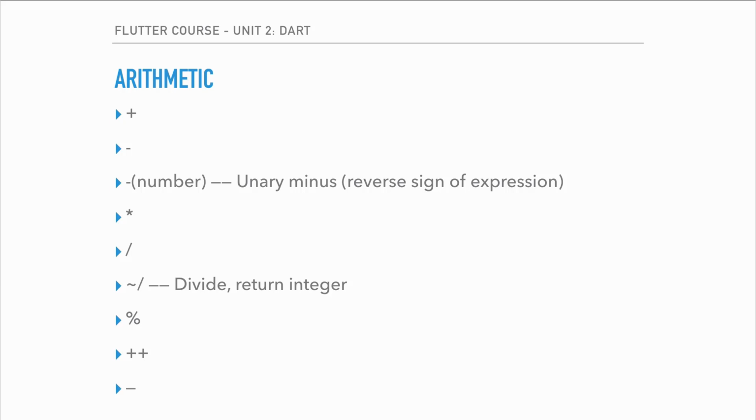Not really a slash. What is that called? I always forget what that symbol is called. Anyway, it's that wavy dash symbol, and then a divide sign. So that's going to divide it, and then return an integer. If we just do 10/3, that's going to return 3.33333 repeating. But if we do 10, that wavy dash, divided by 3, that's going to return 3. So it's going to round it and return an integer.